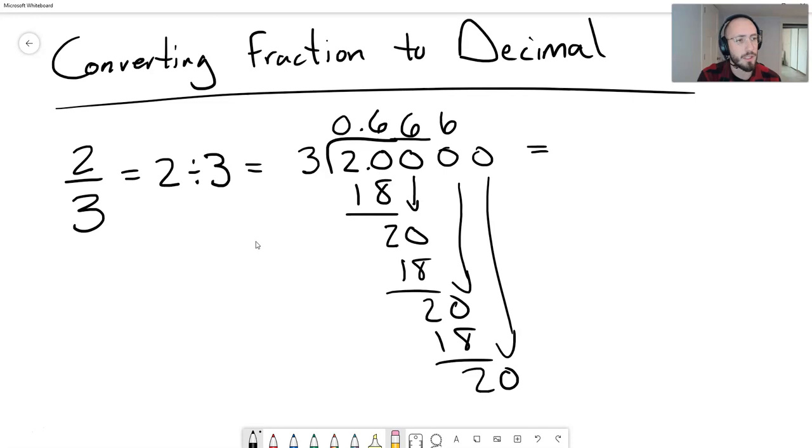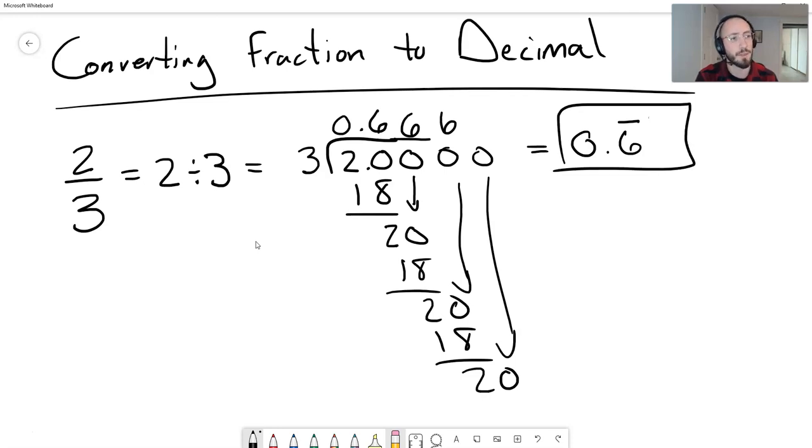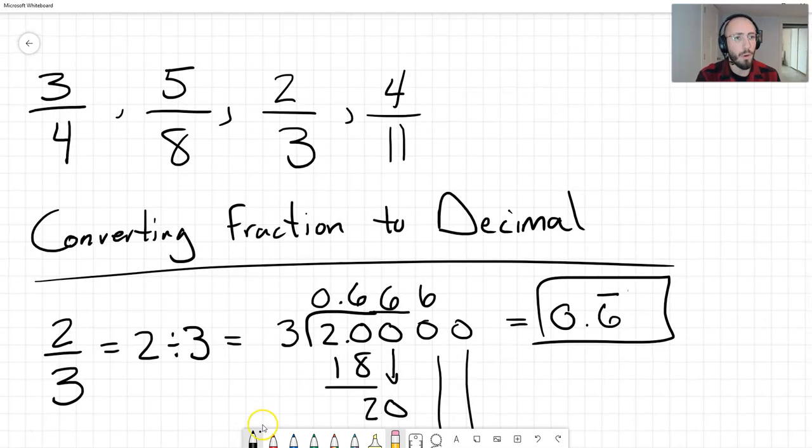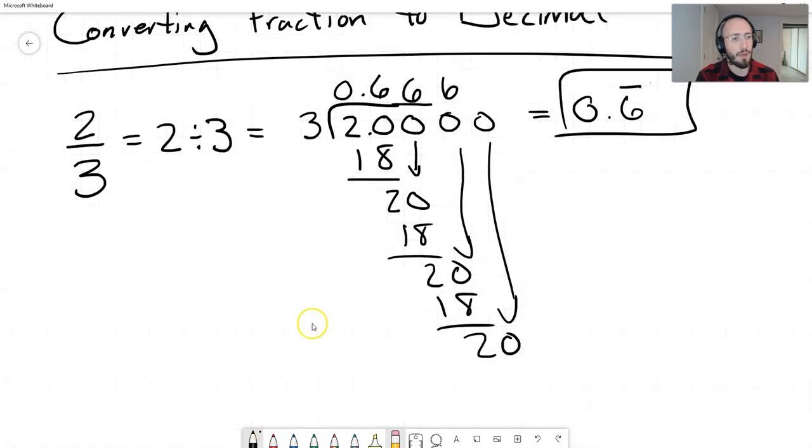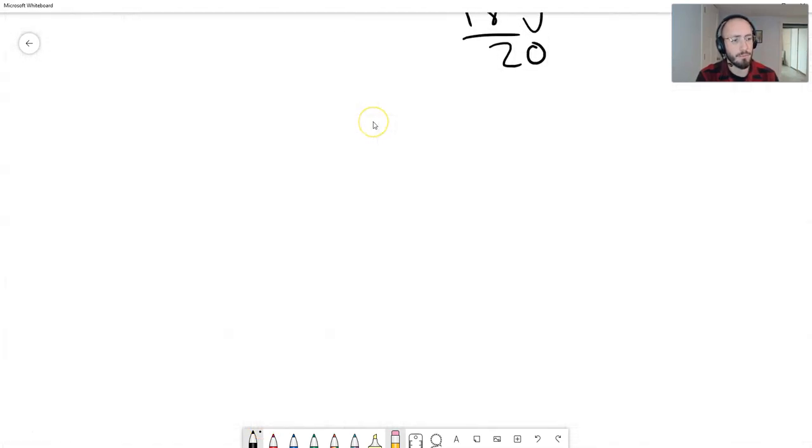So 2/3 is equal to 0.6 repeating. And the way we express that is with this little line that goes above the repeating part. So we have terminating decimals and we have repeating decimals. All right, one more. We're going to do the fraction 4/11 now.